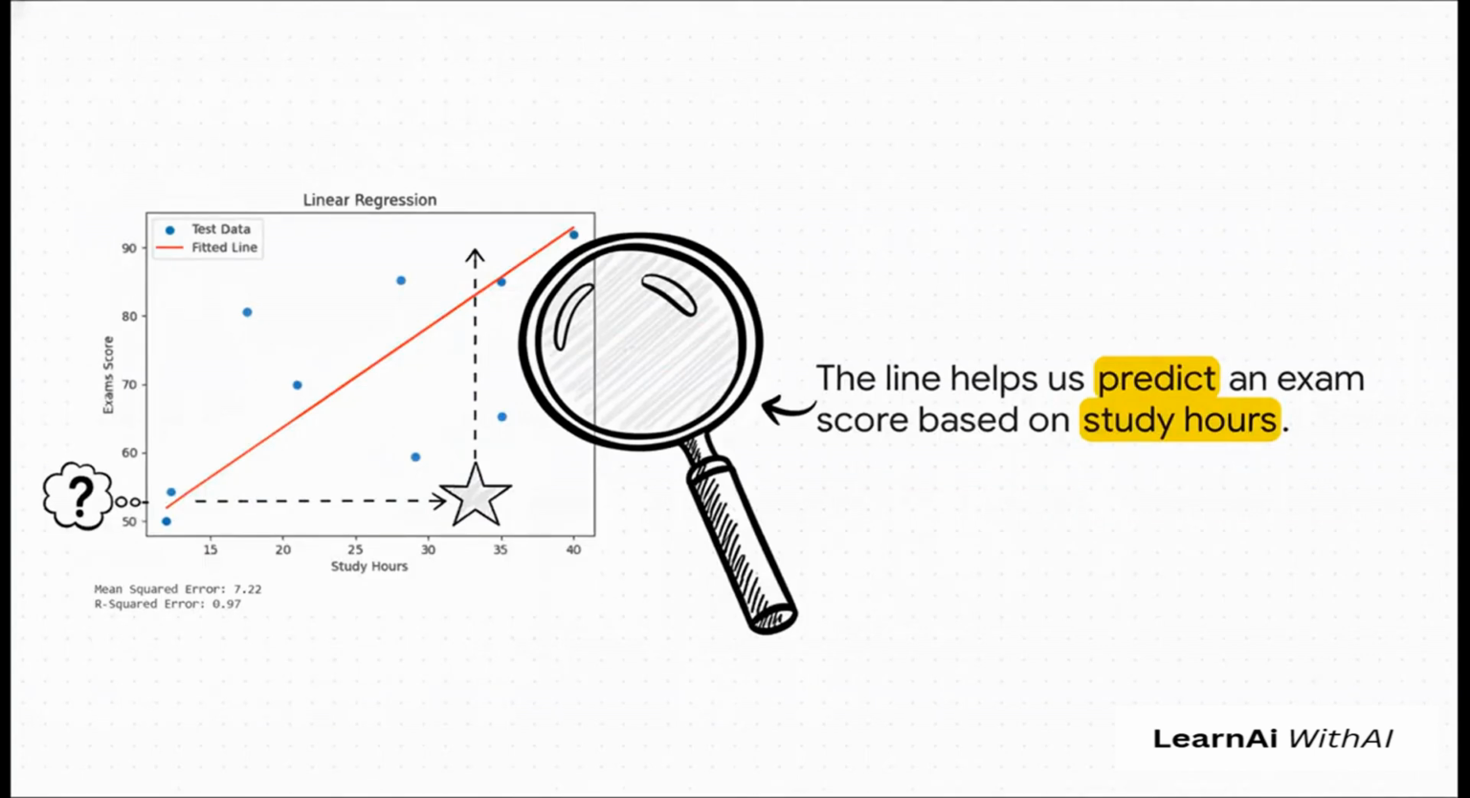And what's so cool about this slide is you can see just how practical it is. If you want to predict the score for someone who studied, say, 30 hours, you just find 30 on the bottom, go straight up to that red line, and then look across to find the predicted score. It's like a visual prediction machine.